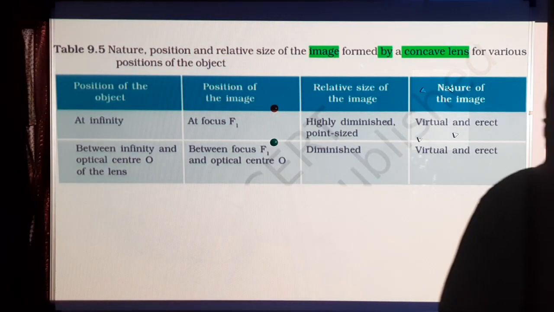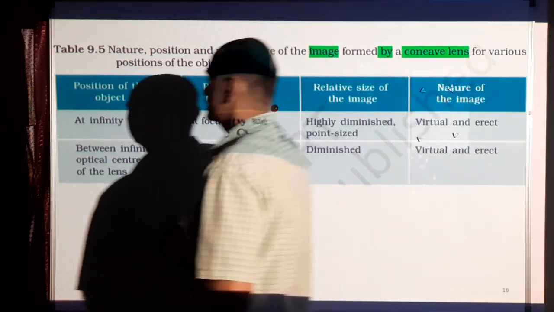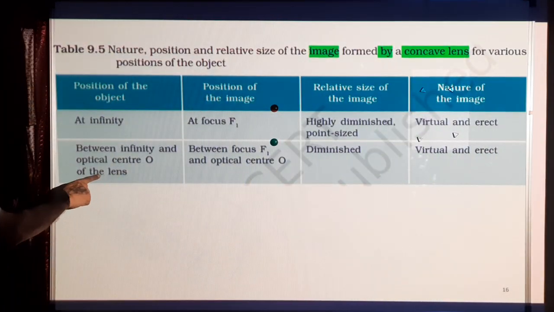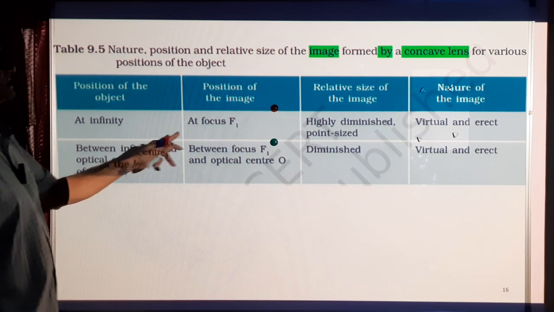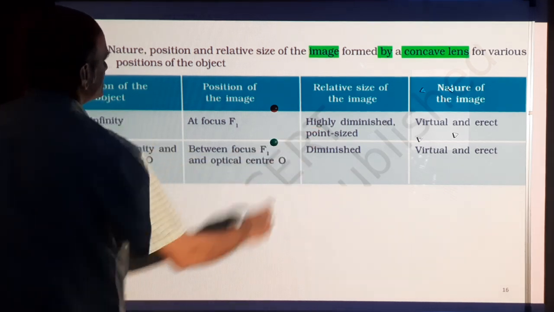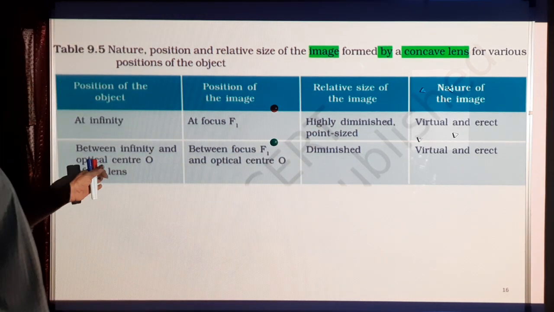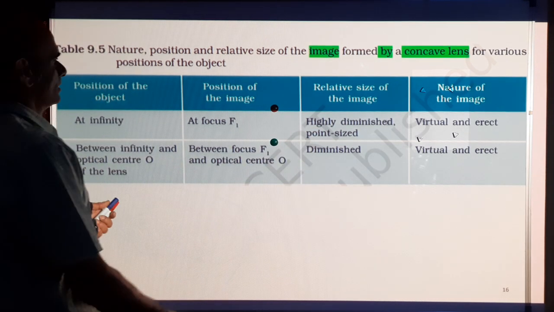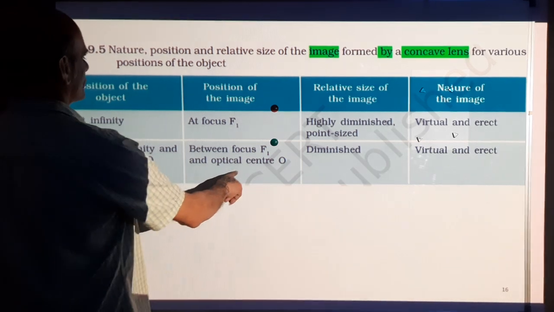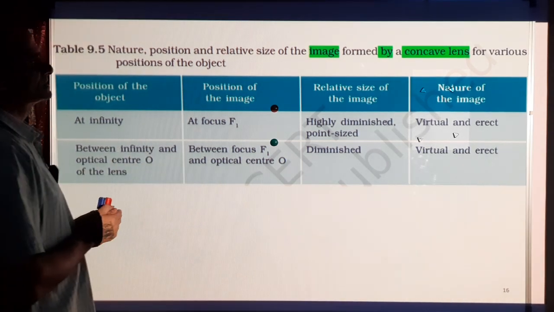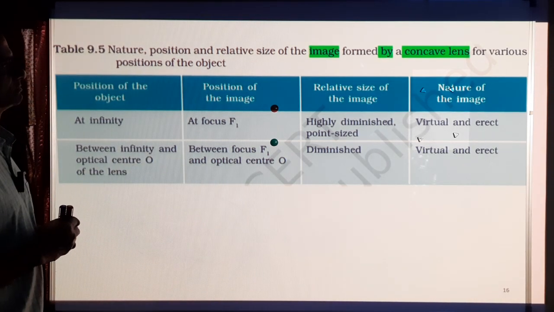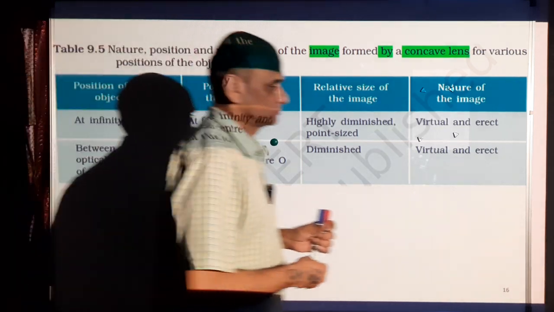So this is summarized in this table. Object position at infinity and at a finite distance. At infinity, the image is at the virtual focus, it's a point size image. After that, at a finite distance, it's always between the focus and the optical center. It's a diminished image, which is virtual and erect.